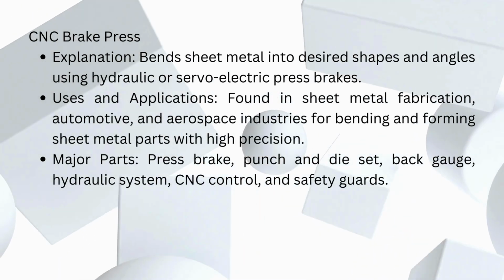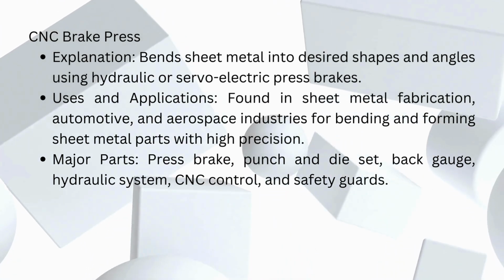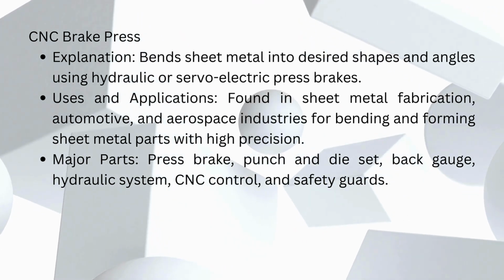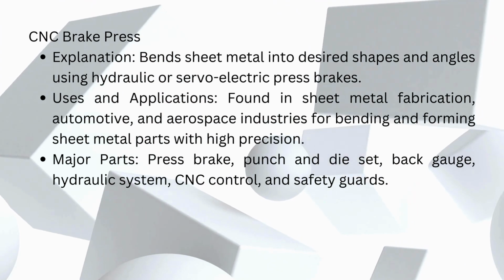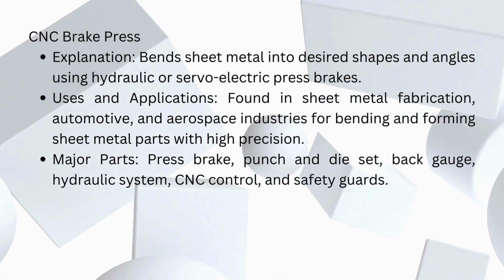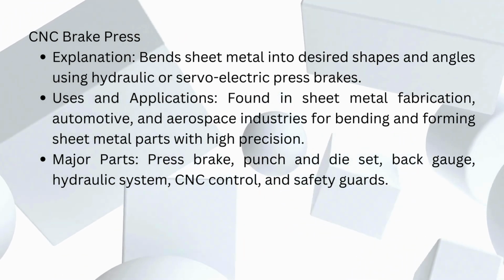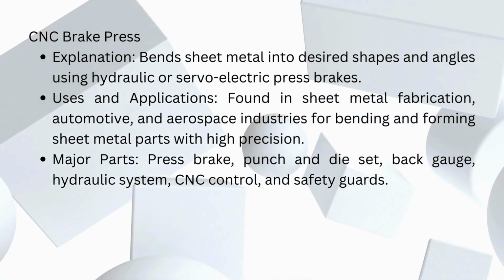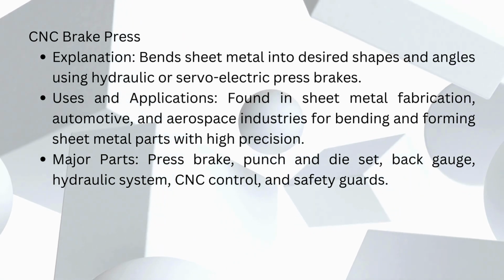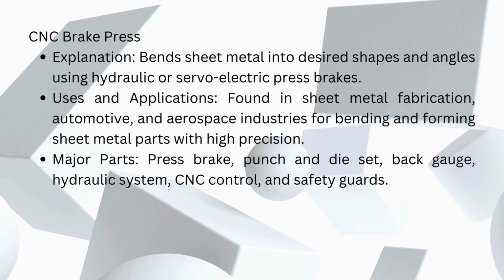CNC brake press. Explanation: bends sheet metal into desired shapes and angles using hydraulic or servoelectric press brakes. Uses and applications: found in sheet metal fabrication, automotive, and aerospace industries for bending and forming sheet metal parts with high precision. Major parts: press brake, punch and die set, back gauge, hydraulic system, CNC control, and safety guards.